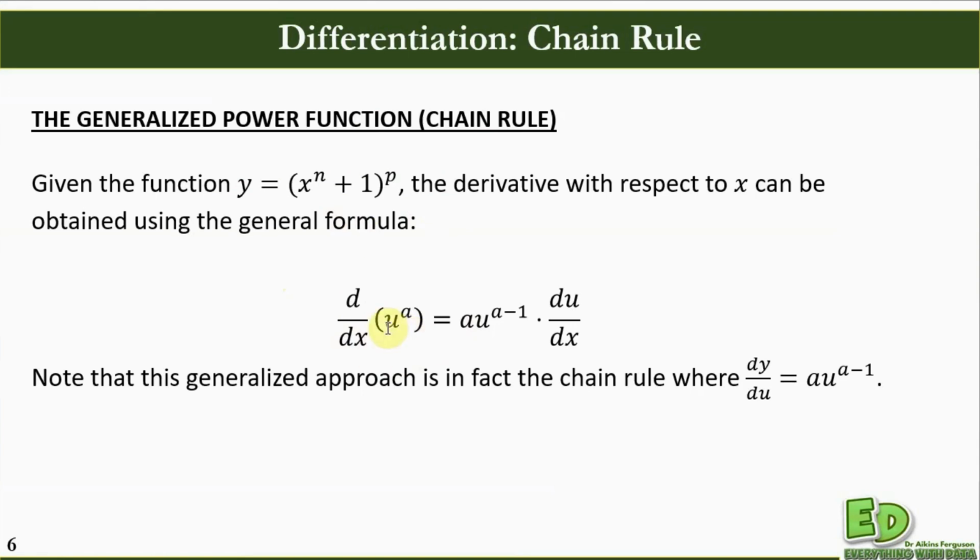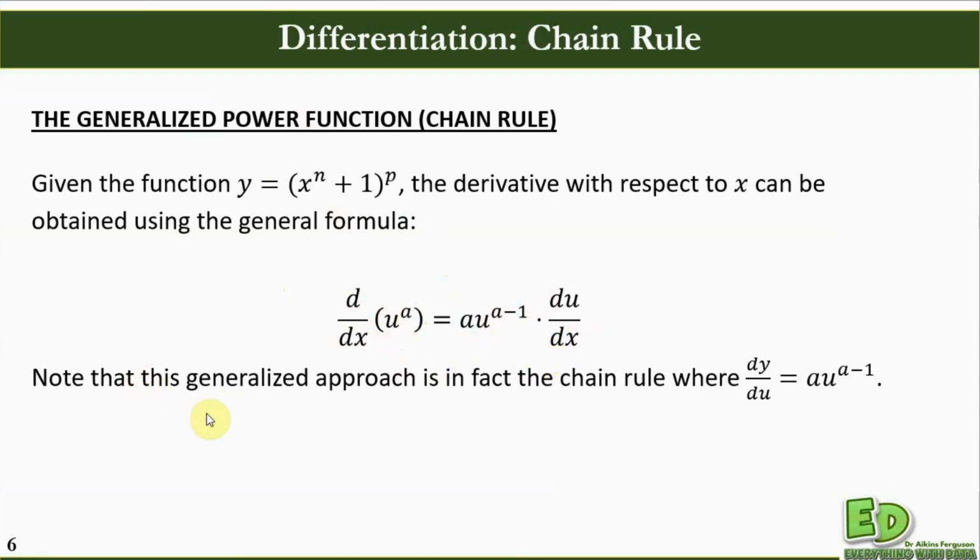Where you have a function u to the power a, raised to a power, you can use a generalized power function. Bring the power a in front of the function, which gives you a u. Reduce the power of a by 1, that is a minus 1. Then multiply it by the differential of the function u, so du over dx, right?